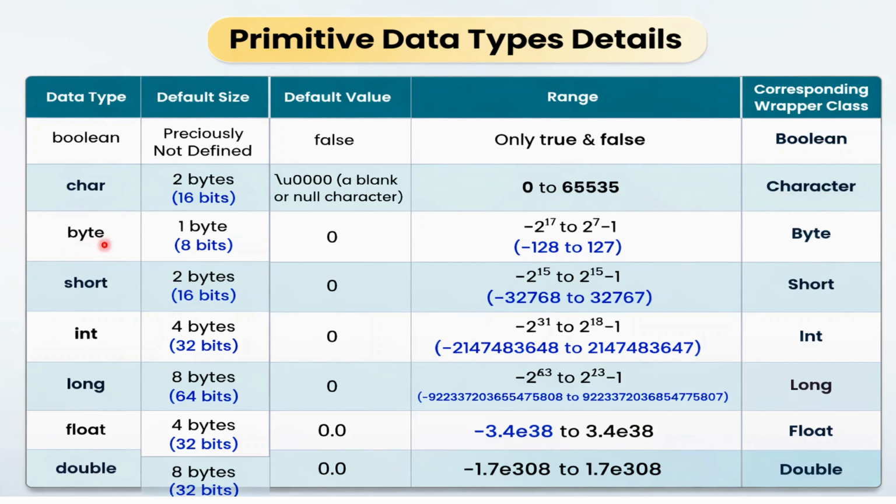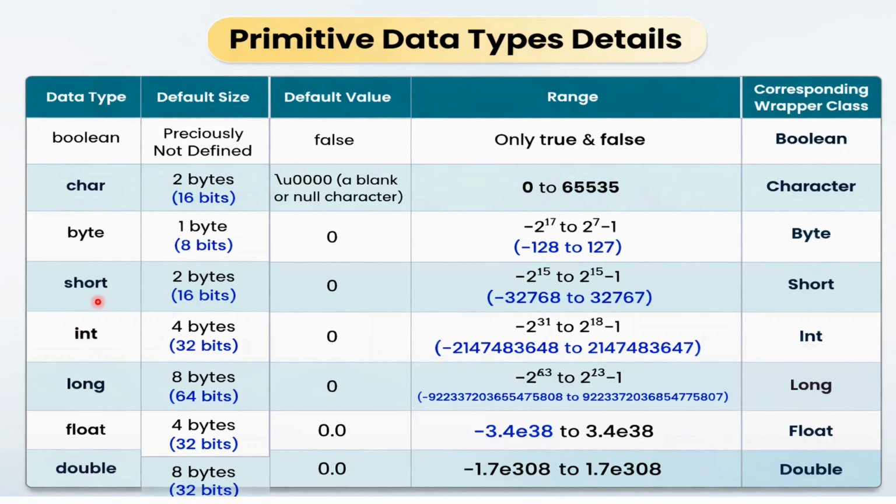So next data type is byte. Its default size is 1 byte, meaning 8 bits. Its default value is 0. So here there is some small mistake. It's minus 2 raised to 7 to positive 2 raised to 7 minus 1. So remember this. It ranges between minus 128 to 127. And its corresponding wrapper class is Byte.